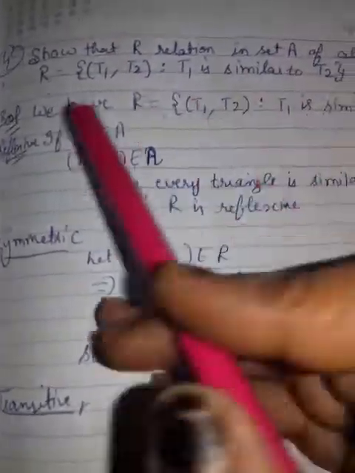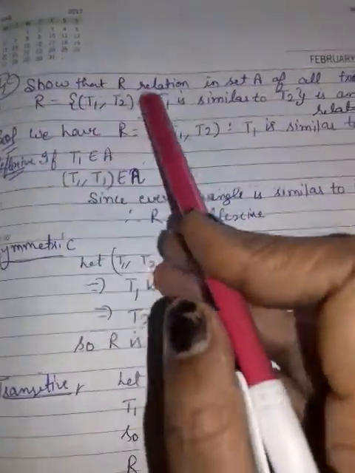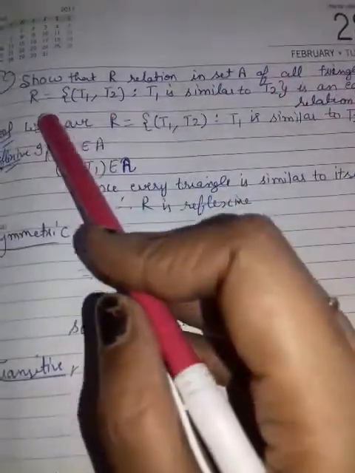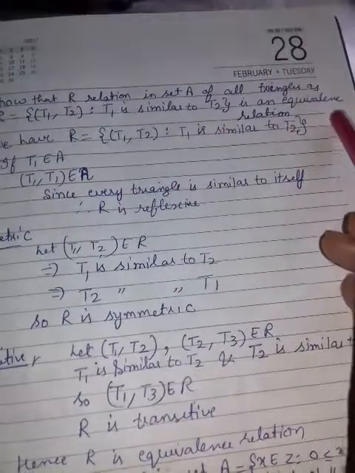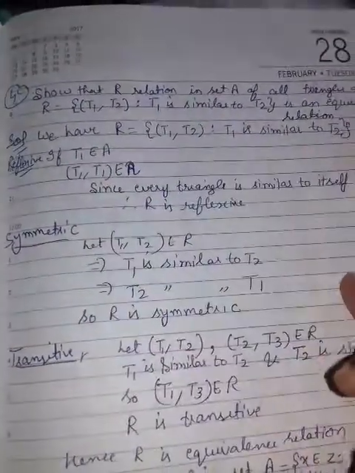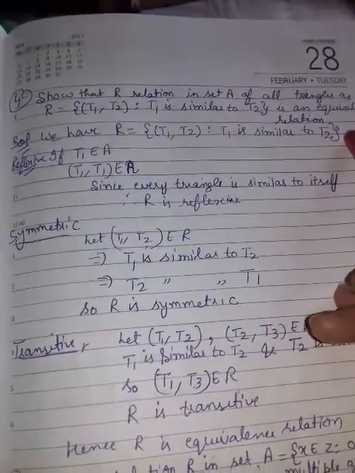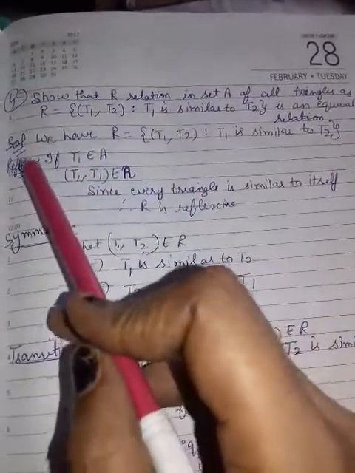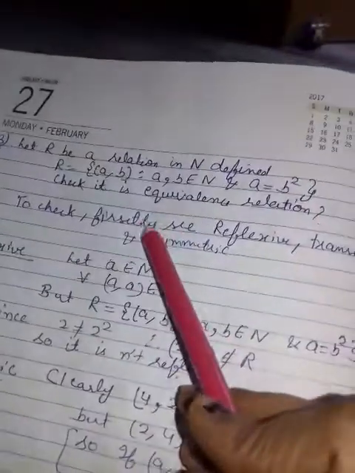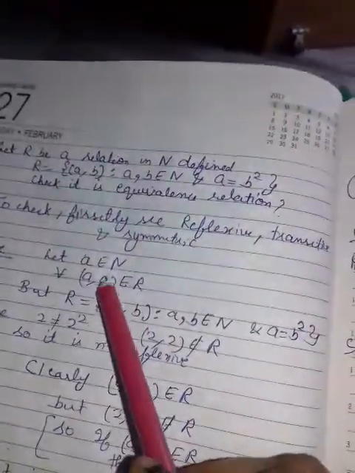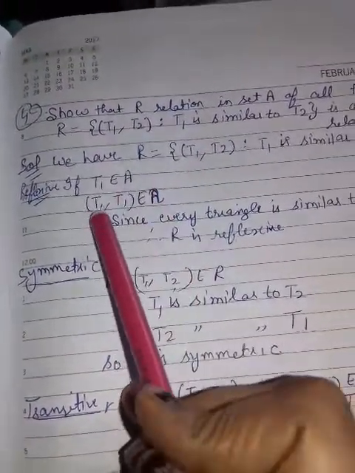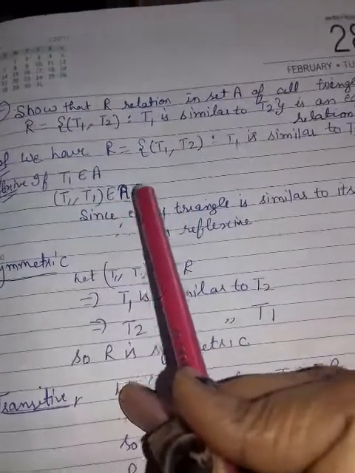Now your next question is, show that the relation R in the set A of all triangles, where R is given to you, is an equivalence relation. T means triangle. So we will check for equivalence, firstly reflexive, then symmetric, then transitive. In reflexive you take only one triangle, the same as in this video I have taken only one element A. By definition, T1 belongs to A, so T1 comma T1 also belongs to R.